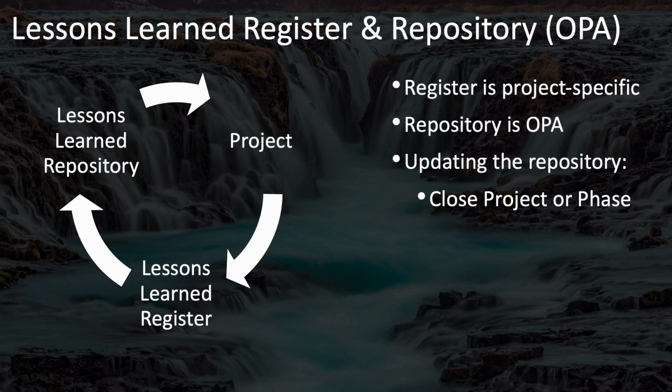As you can see from this cycle, when you start a project and when you're managing a project, many of the processes use information from the Lessons Learned Repository. Once a project gets started, it starts generating its own lessons learned, which are recorded in the Lessons Learned Register. Then, when you go through the close project or phase process, you take those project-level lessons learned from the Lessons Learned Register and you update the Lessons Learned Repository of your organization with these lessons learned.